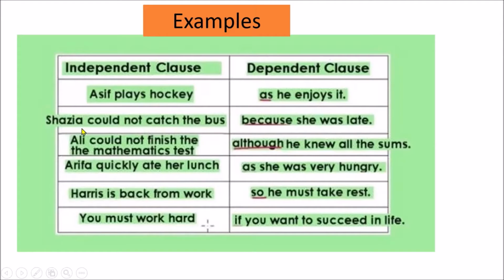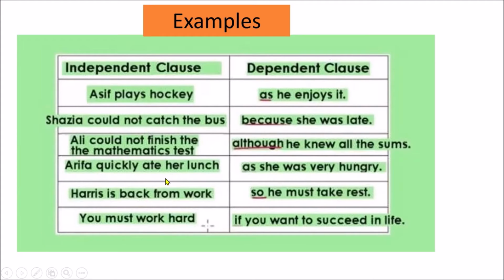Next one is, Shazia could not catch the bus. That is independent because it's giving complete sense, because she was late. So these two are joined using because. Ali could not finish the mathematics test. So this is an independent clause. Although he knew all the sums. So this is a dependent clause.